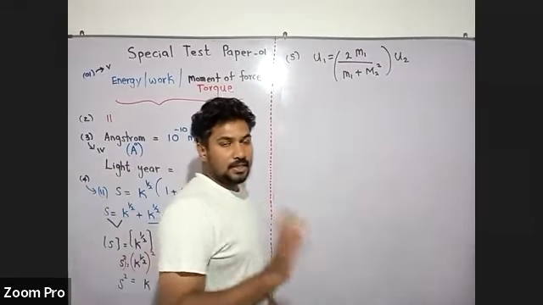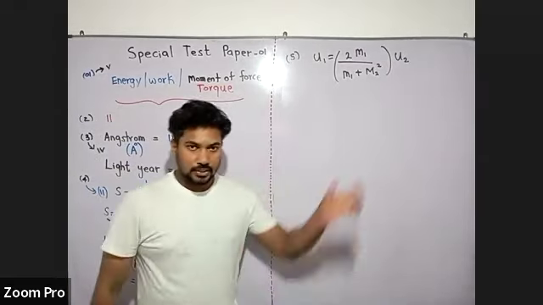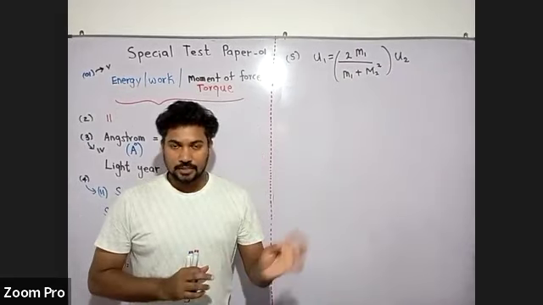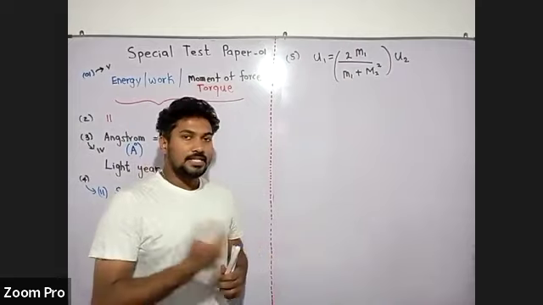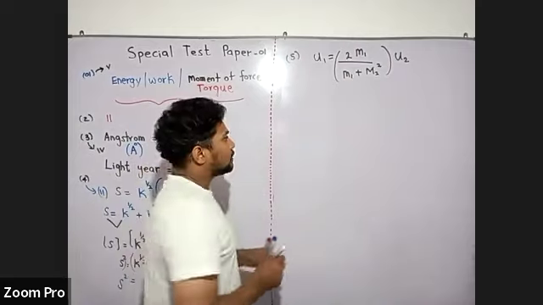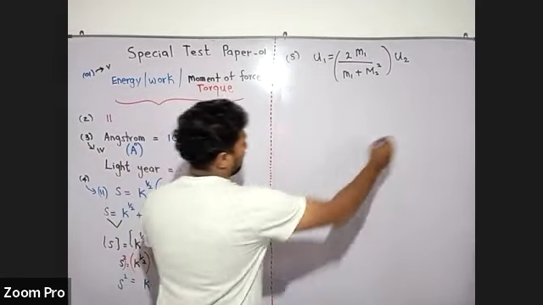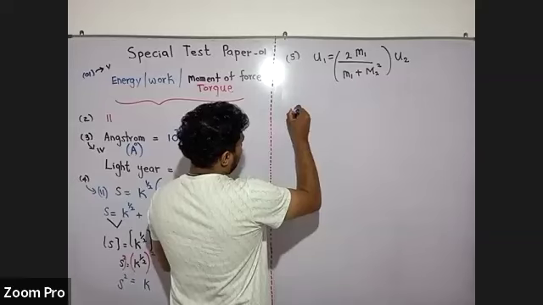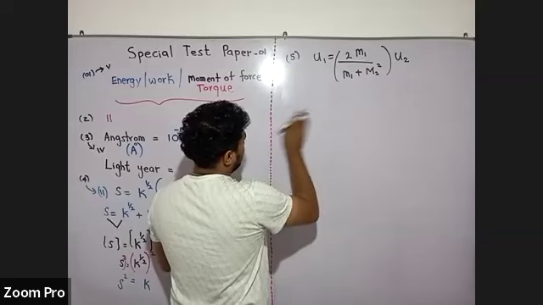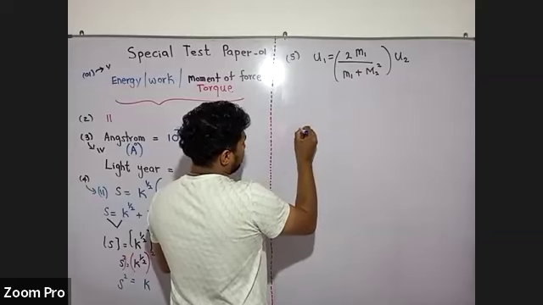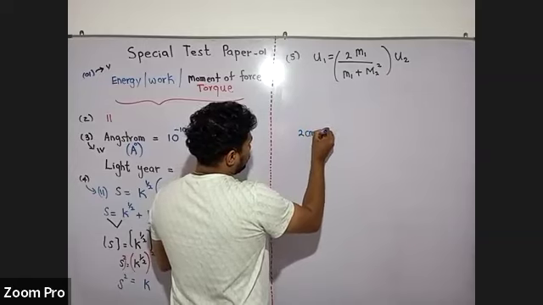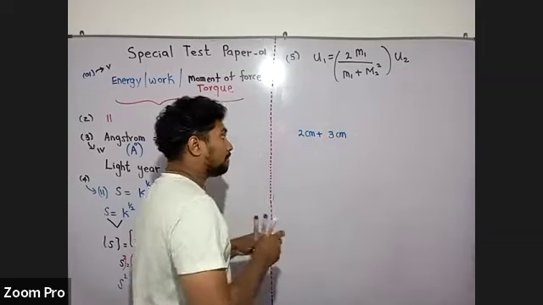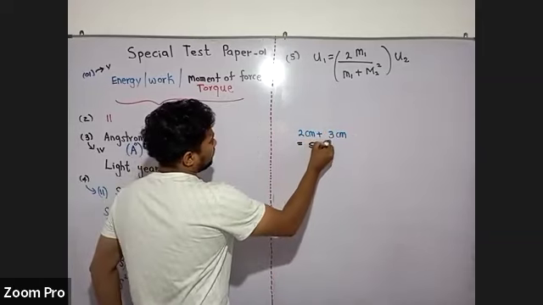So guys, first of all, before obtaining the answer for this question, I want to tell you some important things related to the addition and subtraction of dimensions, right? So this is the theory. Now let's take an example. 2 centimeters plus 3 centimeters. So what is the answer? It should be 5 centimeters, right?